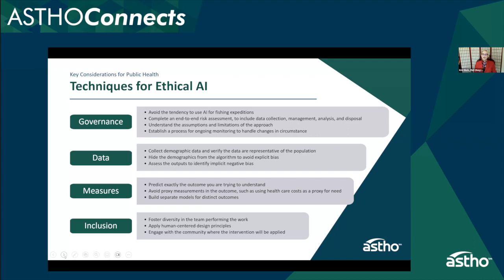Second, it's important to collect demographic data and to verify that the data are representative of the population. If not, find ways to collect more data from those underrepresented groups. For example, early facial recognition algorithms really only worked on white faces because the training data were not representative.